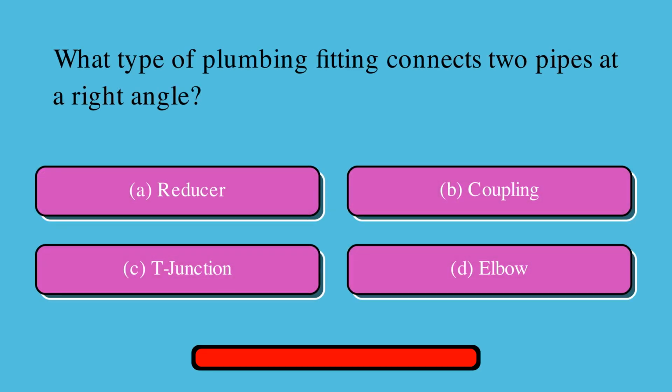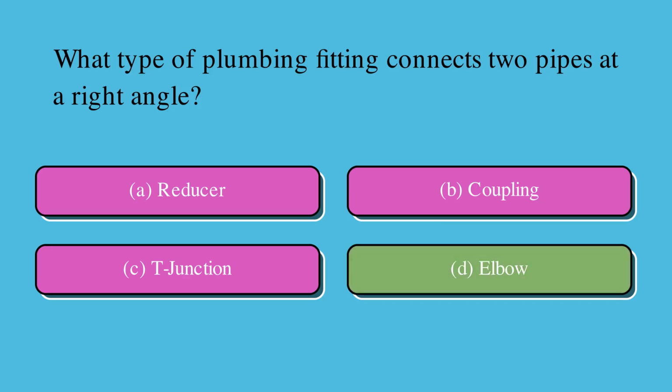Which type of plumbing fitting connects two pipes at a right angle? Is it A. reducer or B. coupling or C. T-junction or D. elbow? Choose the correct option. The correct answer is D. elbow.